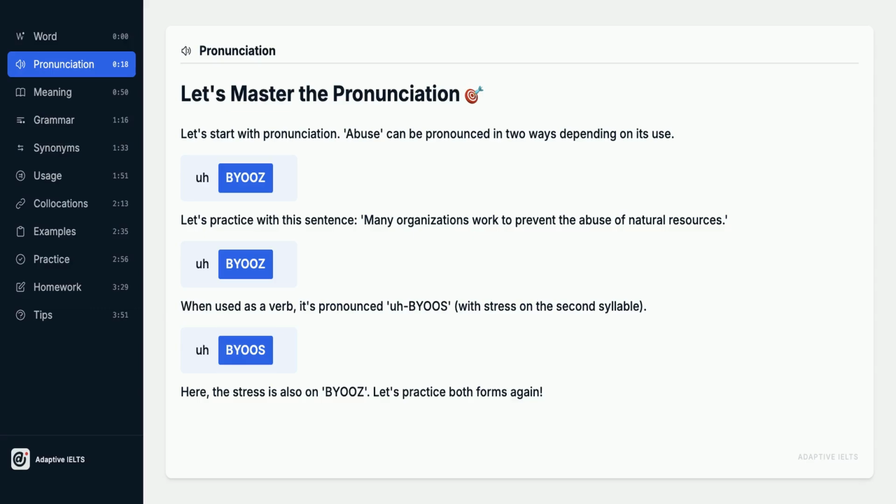When used as a verb, it's pronounced abuse, with stress on the second syllable. For example, we must not abuse our privileges. Here, the stress is also on abuse. Let's practice both forms again.